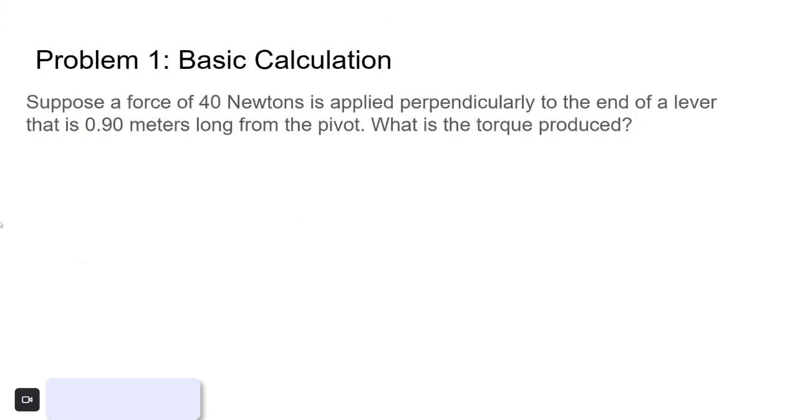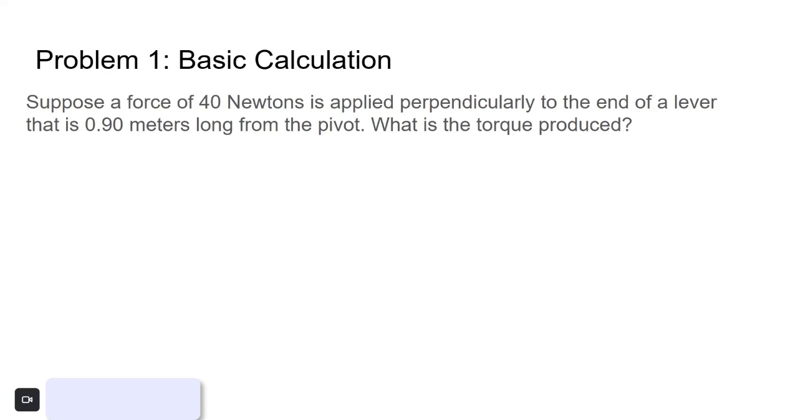So let's get into some problem solving. I'll pause first and give you a moment to solve this problem. So this problem is a pretty basic question. The question reads, suppose a force 40 newtons is applied perpendicularly to the end of a lever that is 0.9 meters long from the pivot. What's the torque produced? Perpendicularly is the key word here.